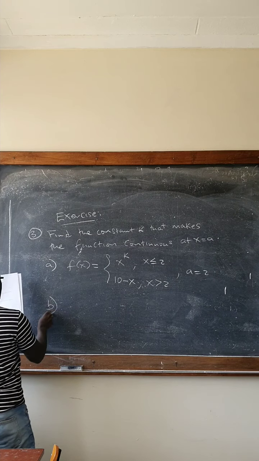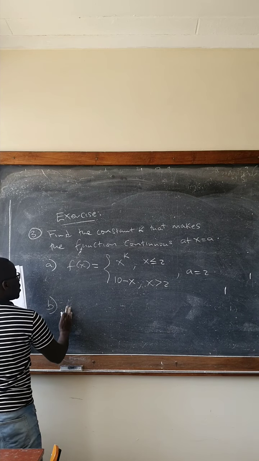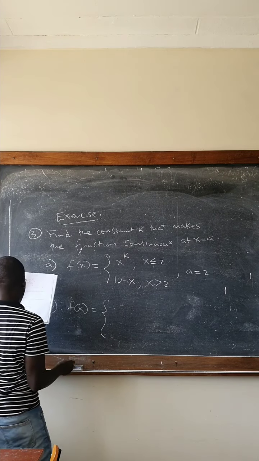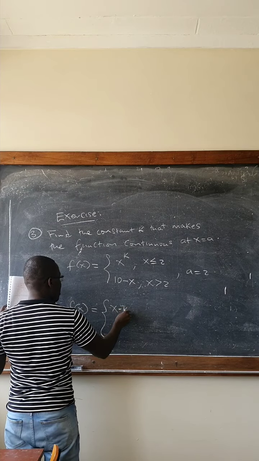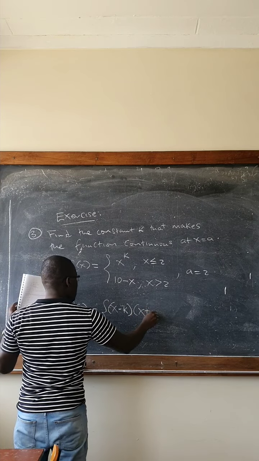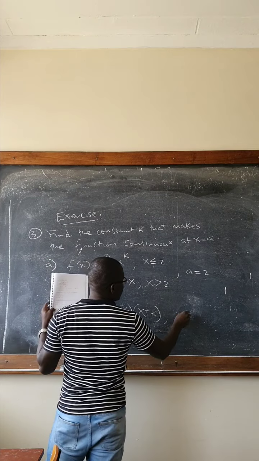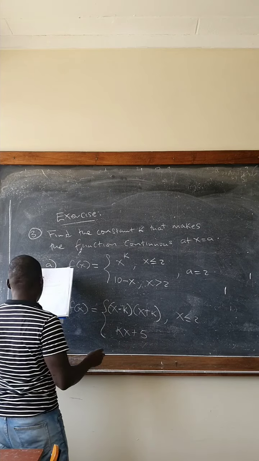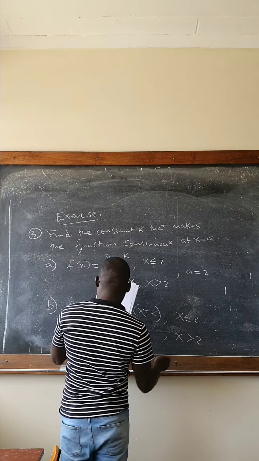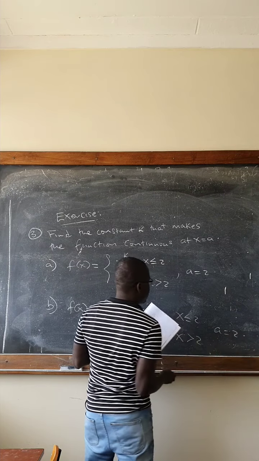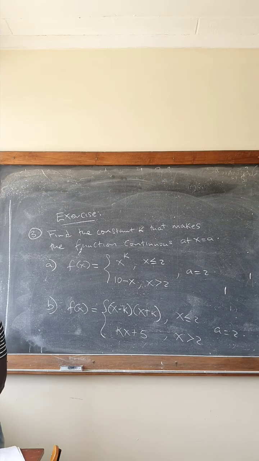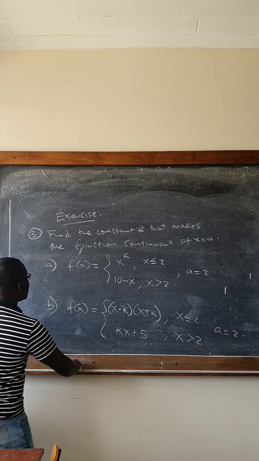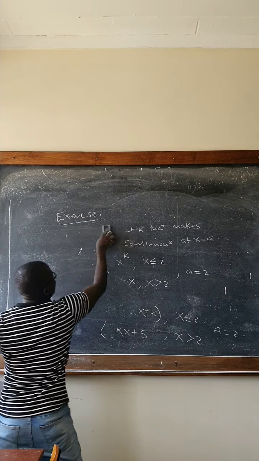And then b is f of x, which is given by x minus k for x less or equal to 2, and then kx plus 5 for x greater than 2. And here we're talking about k is equal to 4. So you can try some of these. Maybe one more question which you can try.